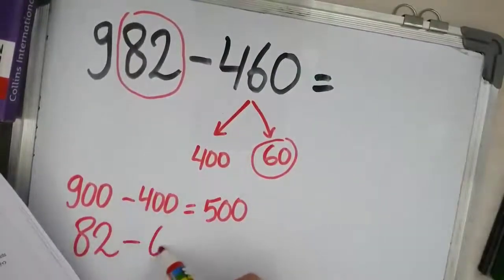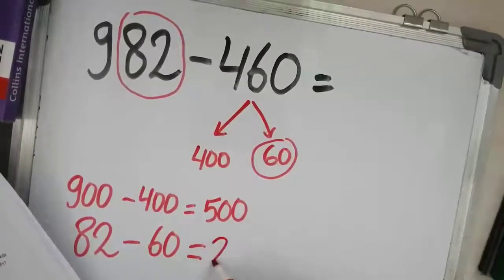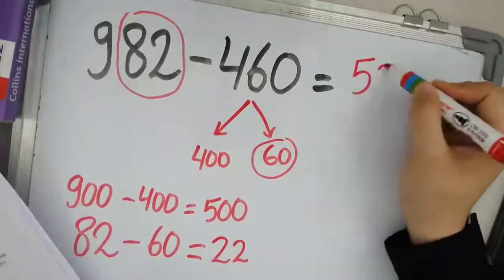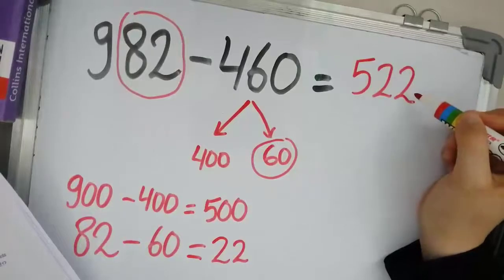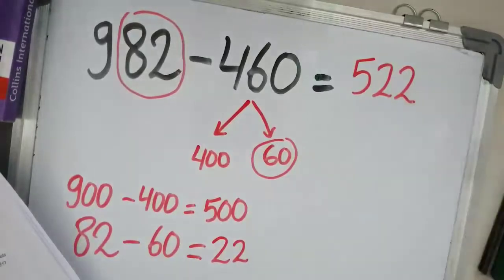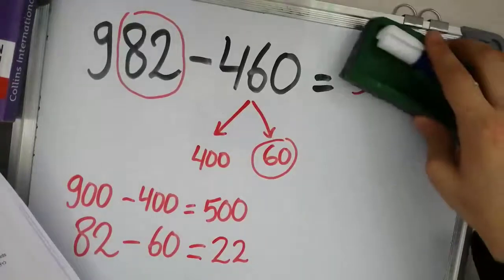82 minus 60. The answer is 22. So 522 kilograms of grain he has left. One can think of answering this question in a lot simpler way. That is, subtracting horizontally.